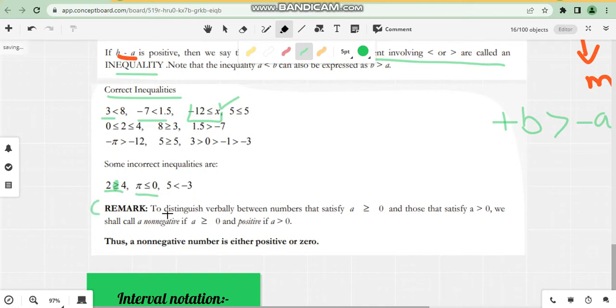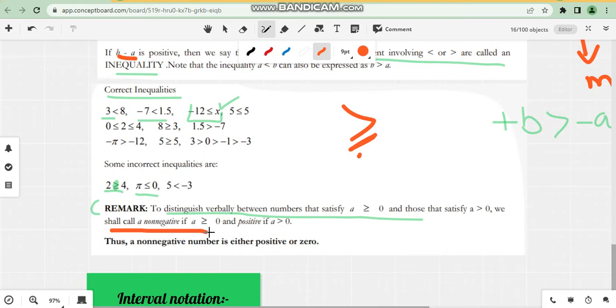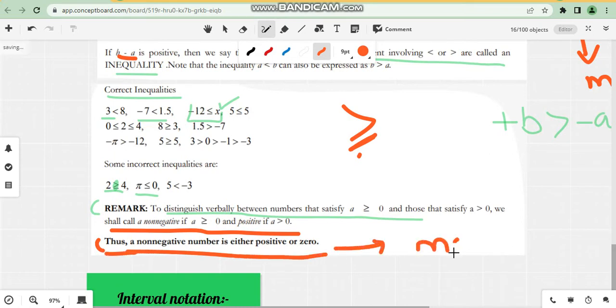Remarks. To distinguish verbally between numbers, whenever this sign comes, the greater than sign with a line under it, it means more than or equal to. We shall call a non-negative if a is more than or equal to 0, and positive if a is more than 0. Thus a non-negative number can be either positive or 0. This is the main important point. This can come in your MCQs.